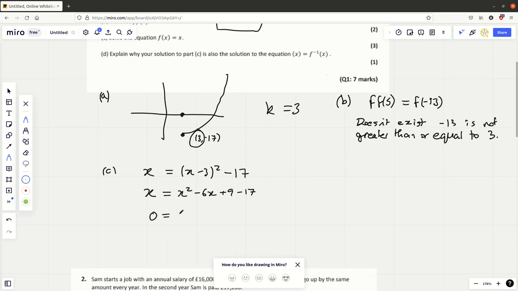You're going to get 0 equals x squared minus 7x, minus 9 plus 7... plus 9 minus 17 is going to be, what's that going to be? Minus 12, I think.